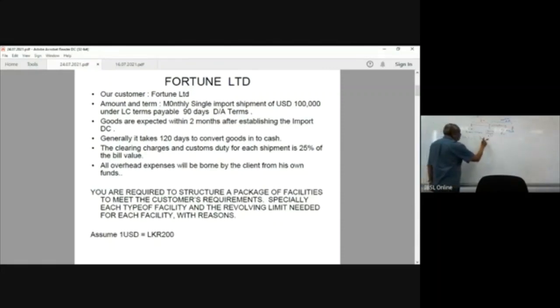Issuance of LCs. Issuance of LCs. LC facility. Right? That is number 1. Then you have to write, right?